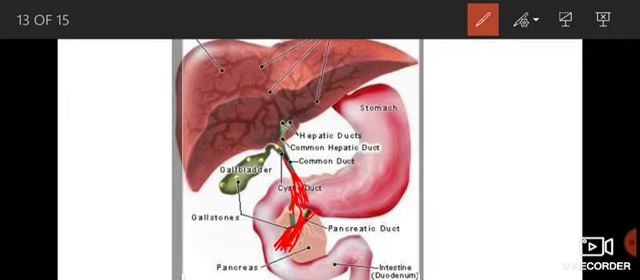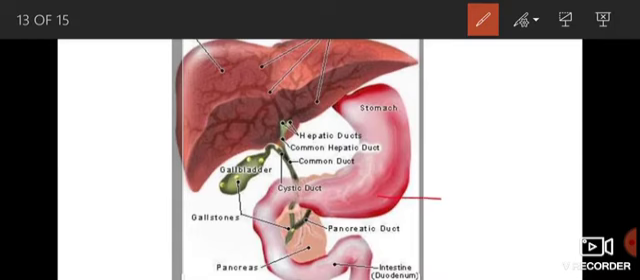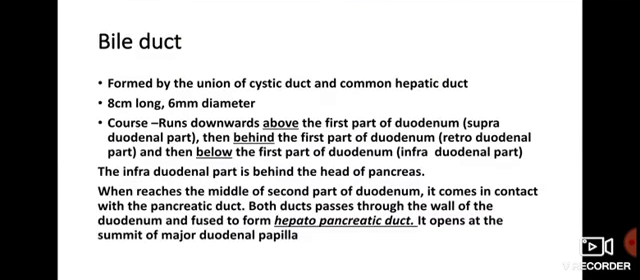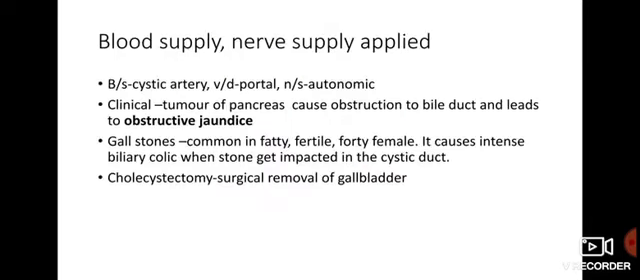Then this bile duct, while reaching here, joins with the pancreatic duct and opens here at the second part of the duodenum at the major duodenal papilla. Then its blood supply, nerve supply, and the clinical conditions. Blood supply is by the cystic artery, venous drainage by the portal vein, and nerve supply is the autonomic nervous system.